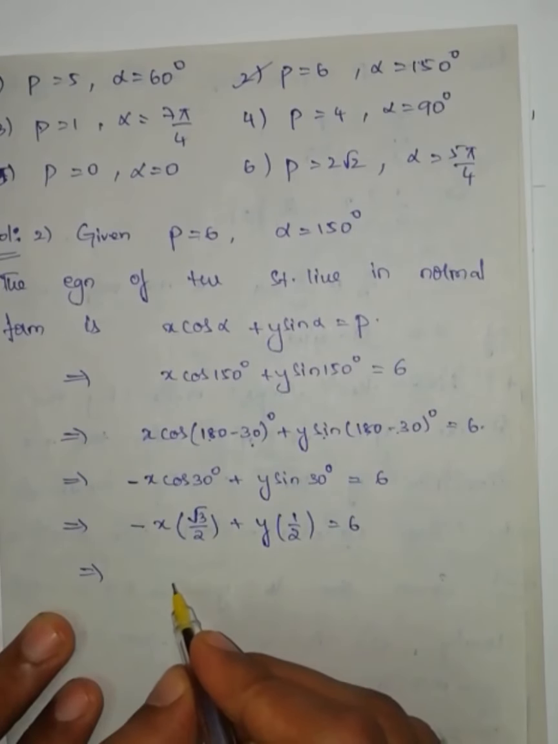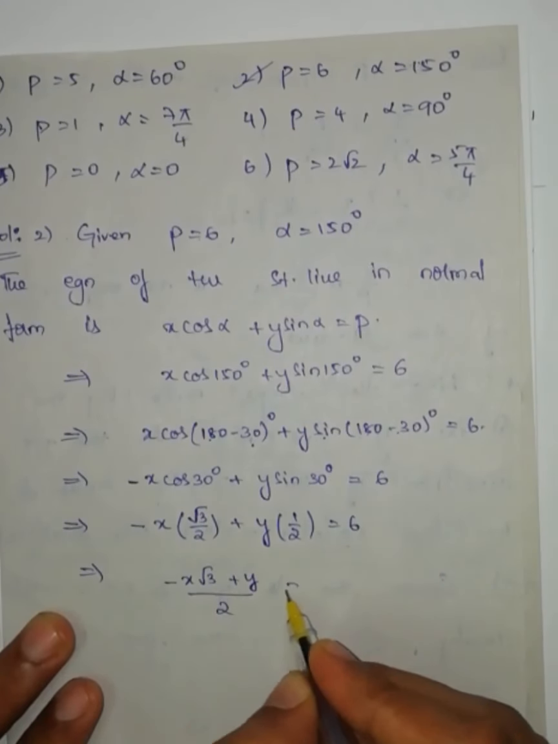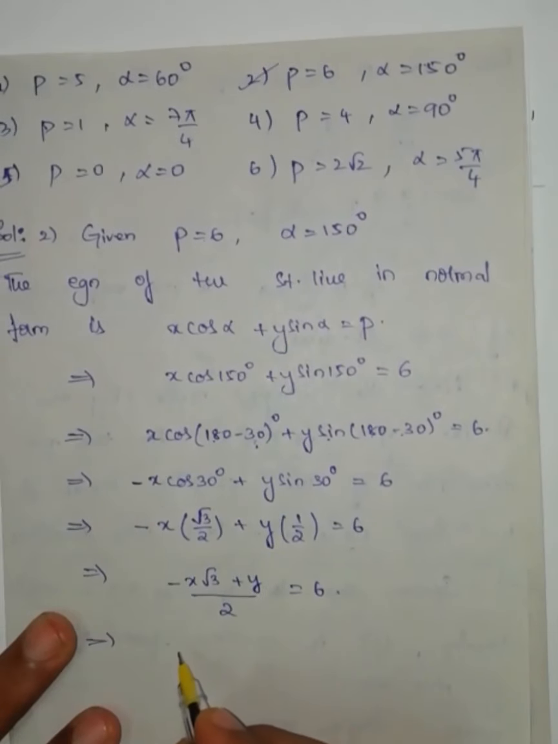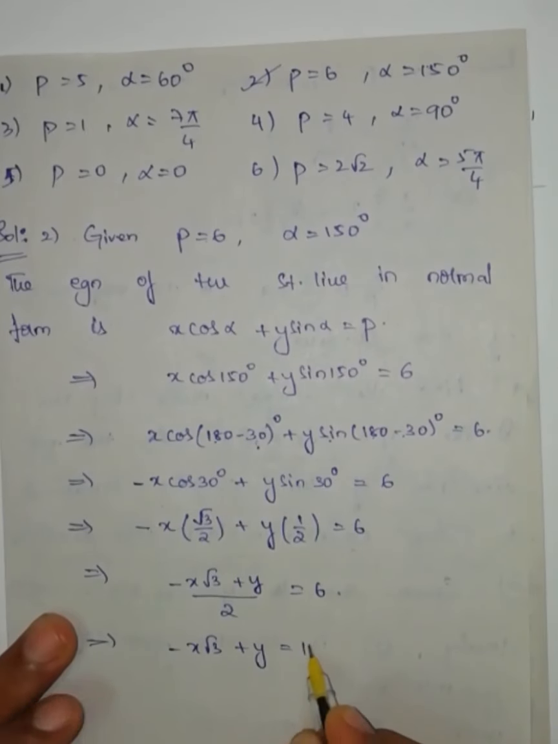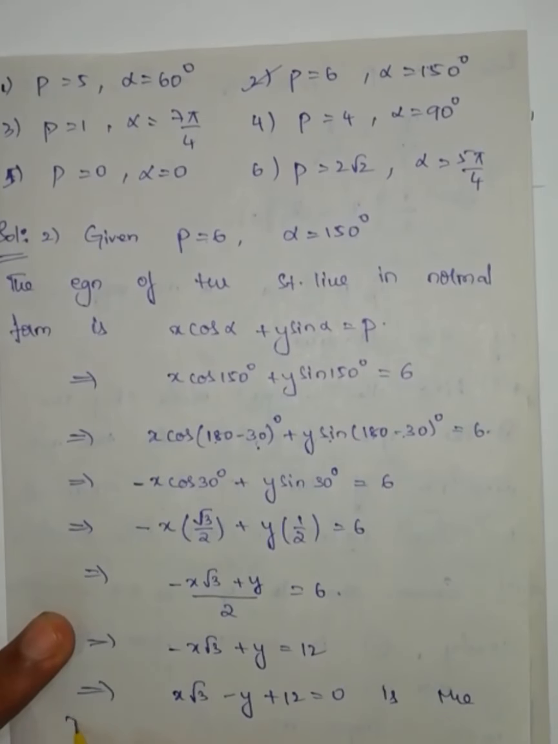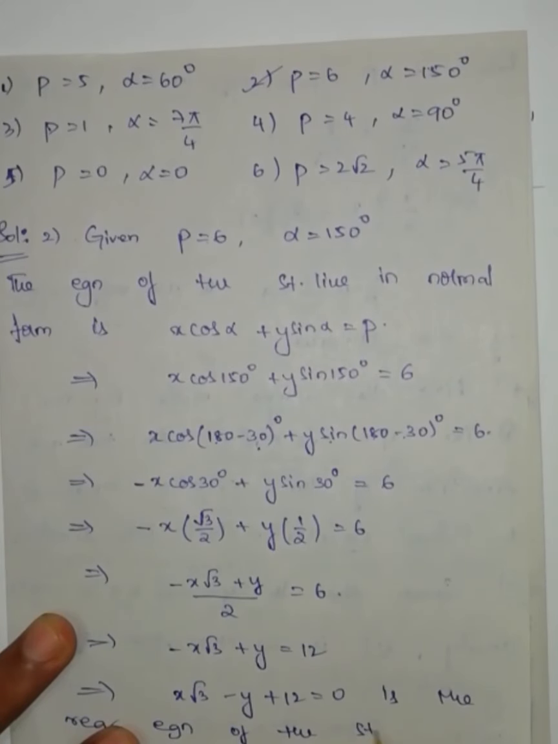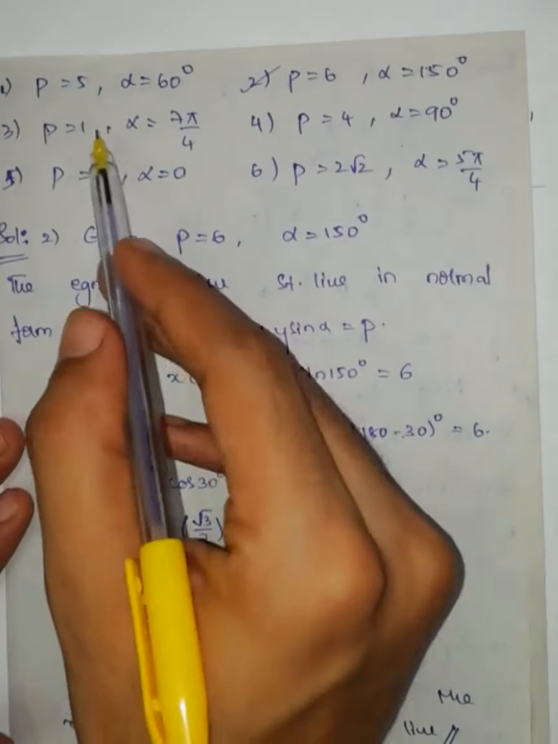Now taking the LCM, I am going to get minus x root 3 plus y by 2 is equal to 6. Cross multiply: minus x root 3 plus y is equal to 12, 2 into 6, 12. Take all terms to one side. I am going to get x root 3 minus y plus 12 is equal to 0, which is the required equation of the straight line. This one is completed. Now I am going to solve the third one.